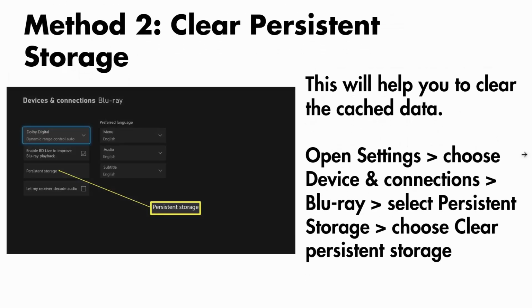If not, next is to clear persistent storage. This will help you to clear the cached data. For that, open settings, then choose device and connections, then click on Blu-ray. Now select persistent storage and then select clear persistent storage.